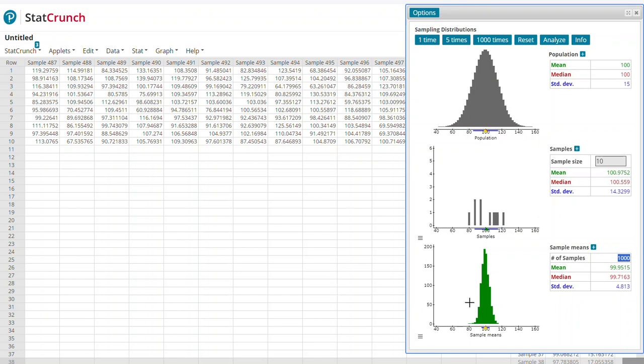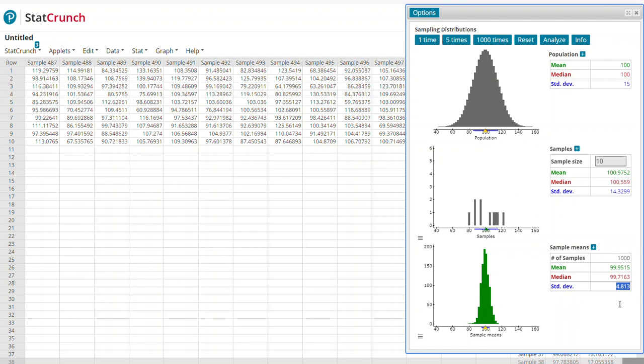Notice that the shape of my sample distribution is normal, just like the shape of the population is. The center of my sample distribution is 99.95, which is pretty darn close to the center of my population. The standard deviation of my sample distribution is 4.8, and so we can see that that is much less than the standard deviation of our population that we started with at 15.